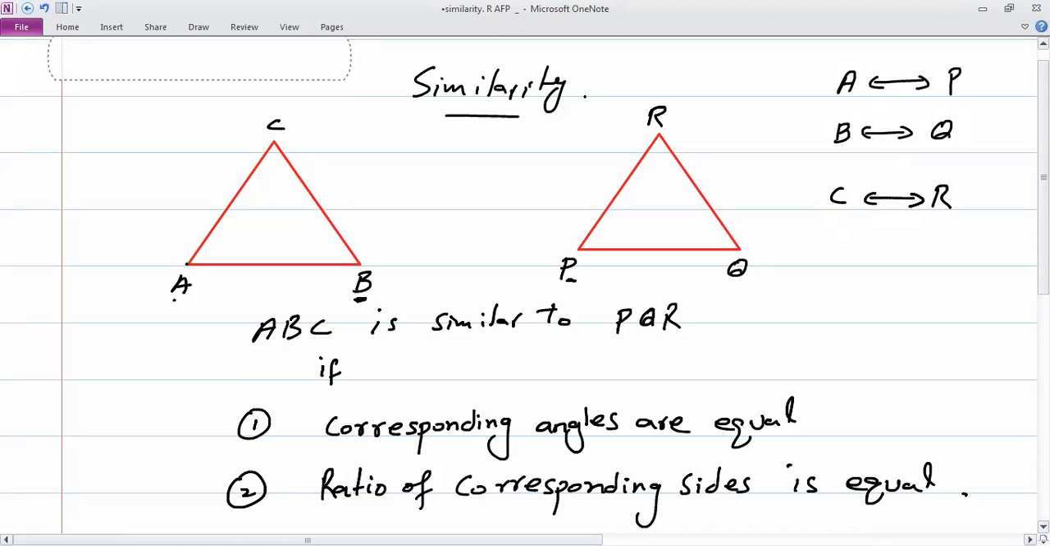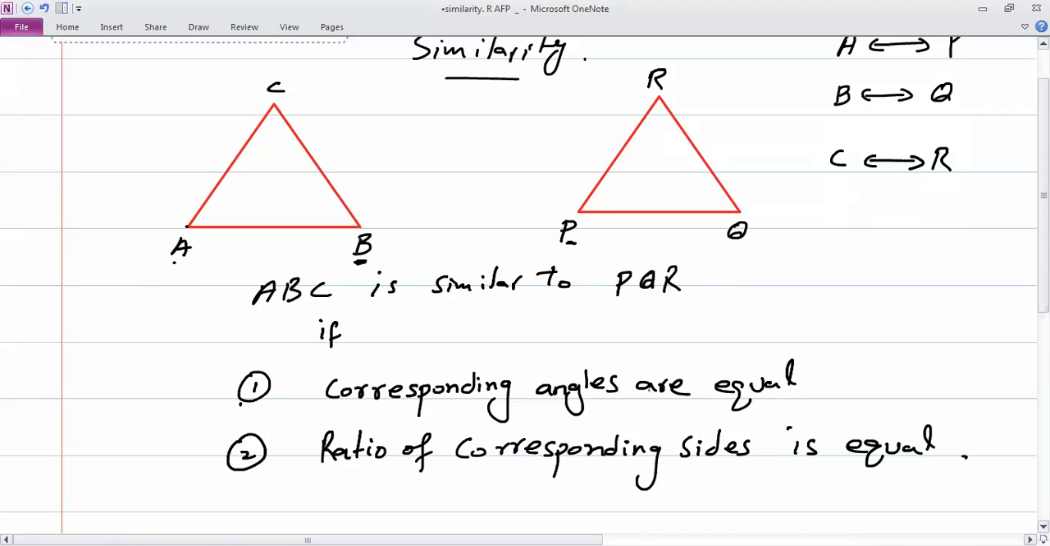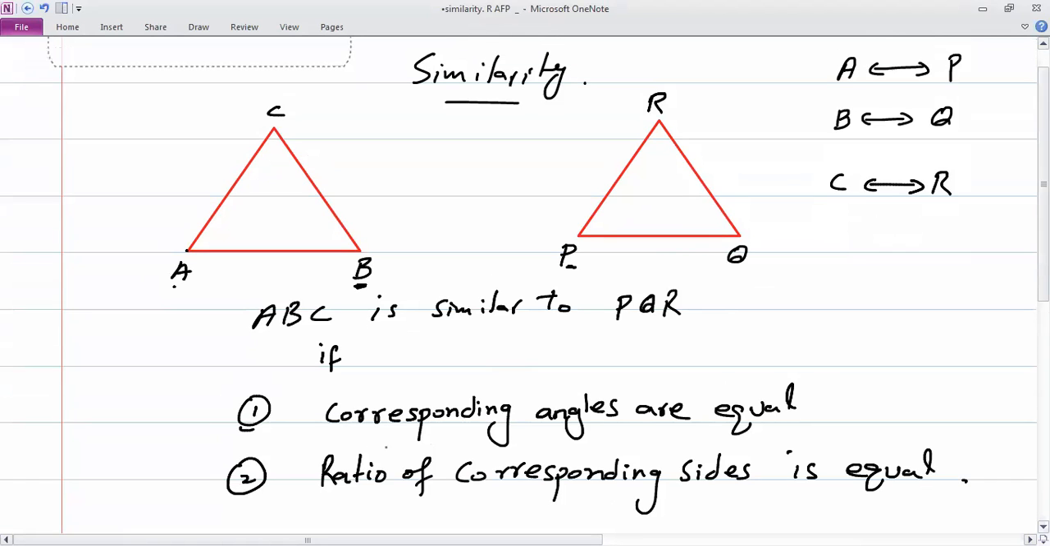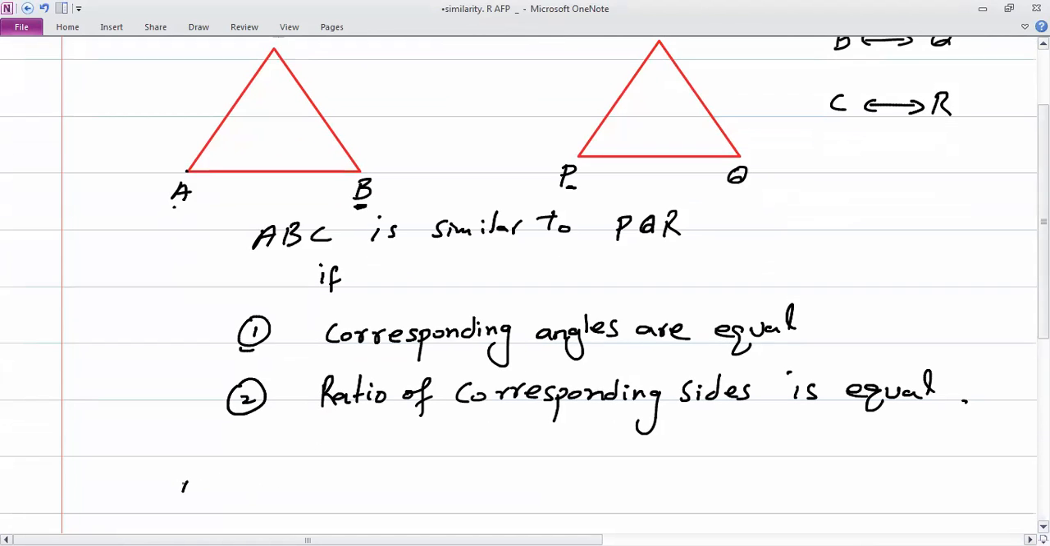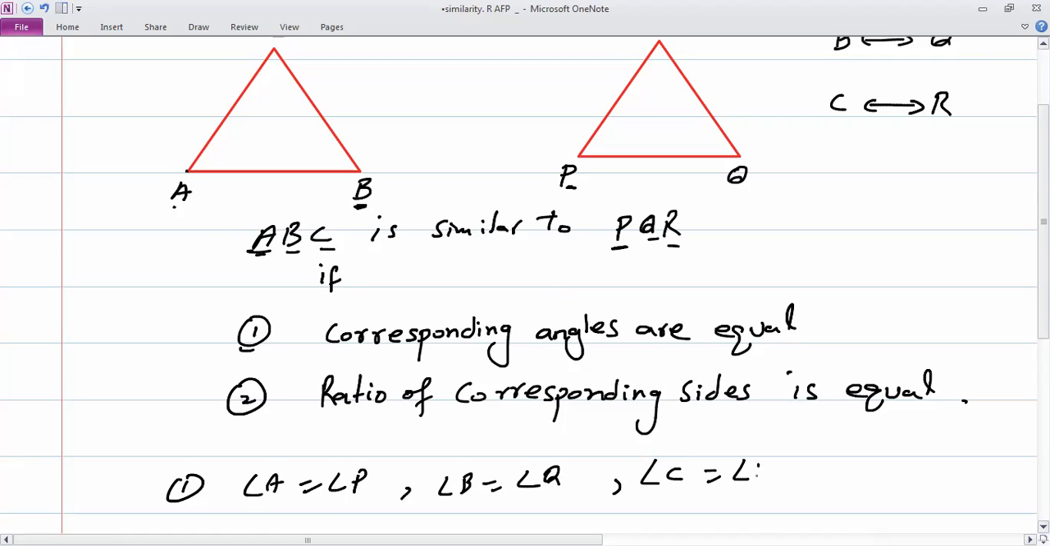Now the condition of similarity that we mentioned, the first condition, is that corresponding angles are equal. It means that if I have these two triangles, angle A should be equal to angle P. Look, A and P are at the same position. Angle B will be equal to angle Q because B and Q are at the same positions, and angle C will be equal to angle R because C and R are at the same position.